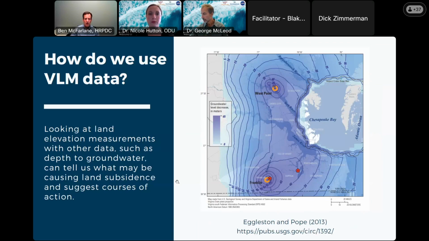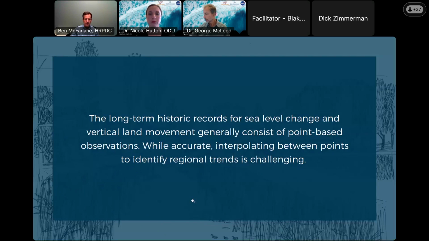And so when we look at that in concert with data about water level decreases, looking at the water table, for example, we get a sense of why vertical land movement may be happening, and then what our potential responses might be for that.